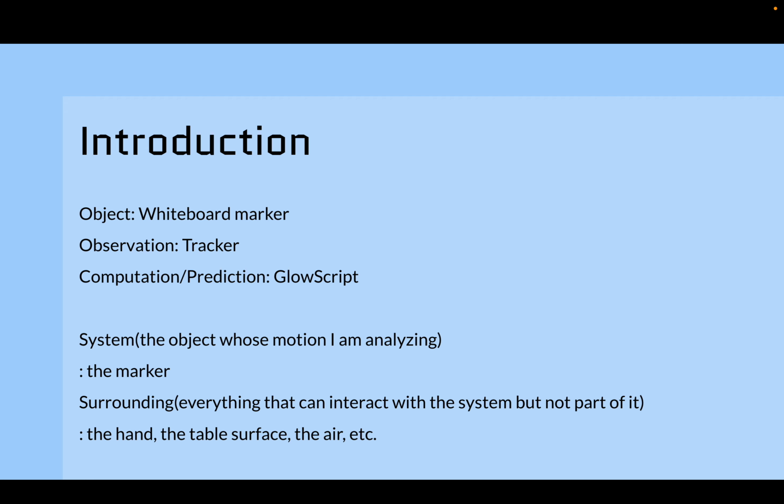The object is a whiteboard marker, the observation is held by Tracker, and the prediction or computation is done by GlowScript. The system, the object whose motion I am analyzing, is the marker, and the surroundings, which is everything that can interact with the system but is not part of it, would be the hand, the table surface, the air, etc.